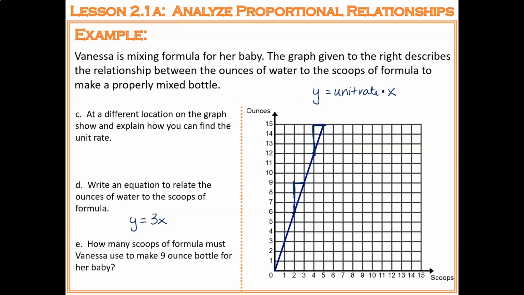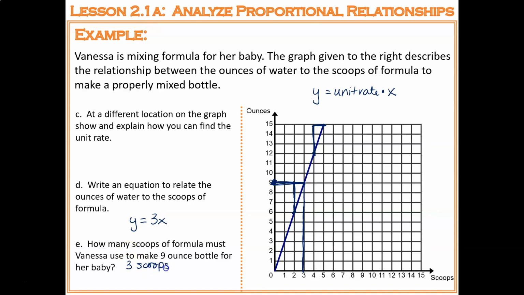So how many scoops of formula, I'm on letter E, must Vanessa use to make a 9-ounce bottle? That's 9 ounces of liquid for her baby. So we can do this 2 ways. If you want to use the graph, we go over it here and look, and then we follow that over to where it hits and follow it down. That would be 3 scoops.